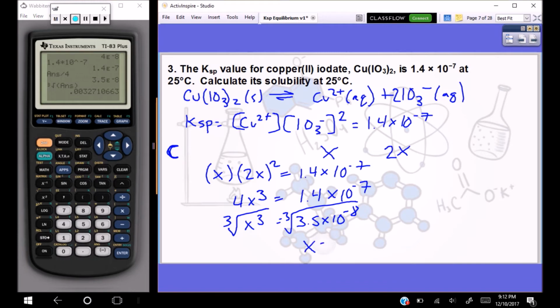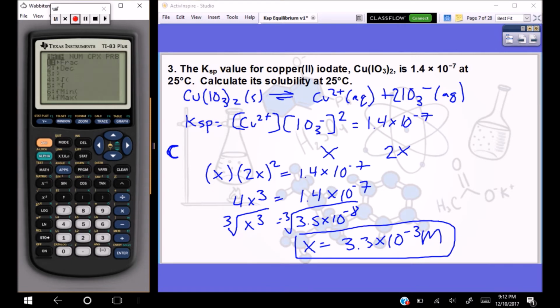We're going to get our x value equal to, I'm going to put this in scientific notation, 3.3 times 10 to the negative 3 molar is my solubility here. Okay, so the cube root button is great. The other way you can do it is you can put in the cube that you want. So let's say 3, and go to the math button, and then go to number 5, where it has x and then the root. And then we can put in the number we want. So 3.5 e to the negative 8. Enter, and it gives us the exact same answer.